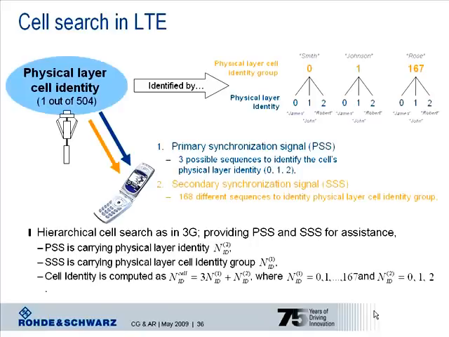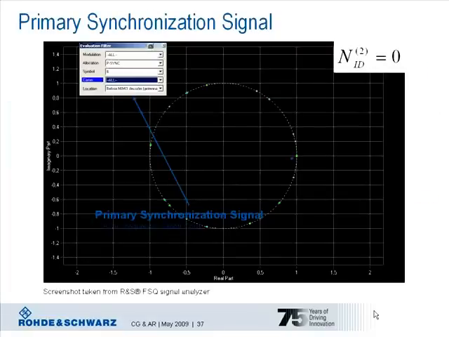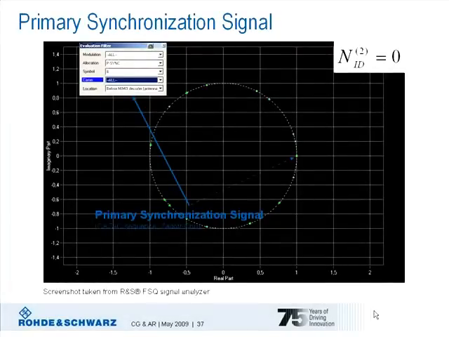Compared to real life, where you use your first name first when you introduce yourself, also the terminal looks first for the primary synchronization signal, then for the secondary one. The computing of the cell's identity based on a modulo 3 operation means multiplying the group identity with 3 and adding the physical layer identity. Let's look at the two signals now.